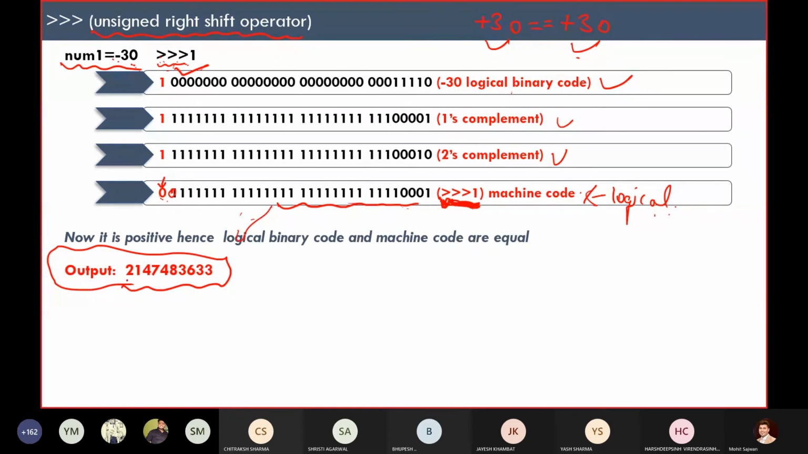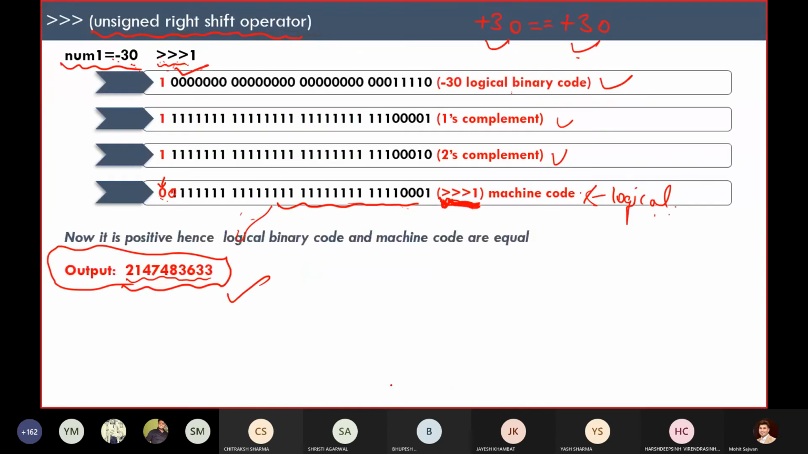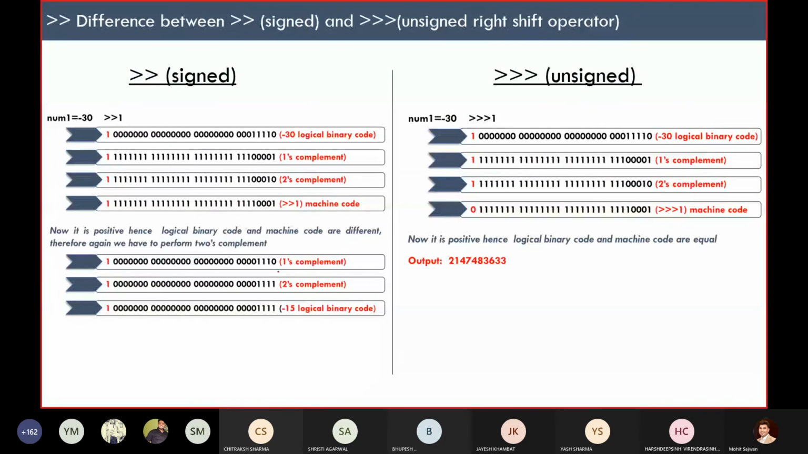So now just convert this number, and this is the output we will get. This is very important: what is the difference between the signed and unsigned right shift operator? For a positive number, if somebody asks you, you will say there is no change; you will get the same output. But for a negative number, you will definitely get a very different result. Over there you are getting minus 15, but here you are getting a positive number, 2147 and so on. This is the difference between the signed and unsigned operators.